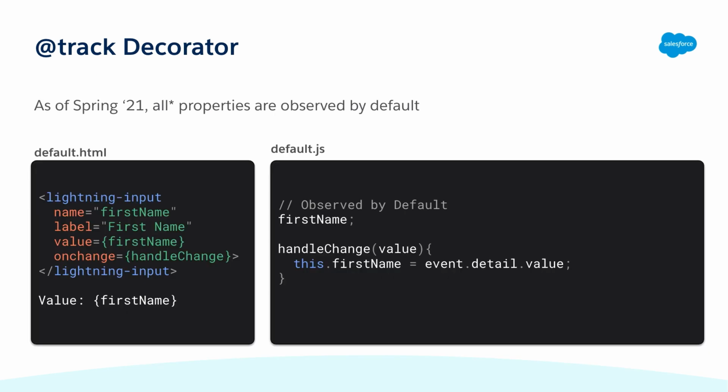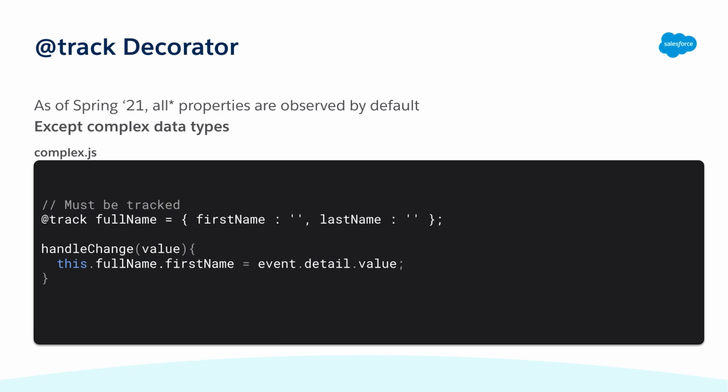Now, you can see in this example, we have a Lightning input field that's tracked by the value change of the first name property. When that value changes, the property in the HTML template is automatically updated without us having to track the property. However, if we have a complex data type, like an object that has been predefined, you must still add the track decorator for it to be responsive.